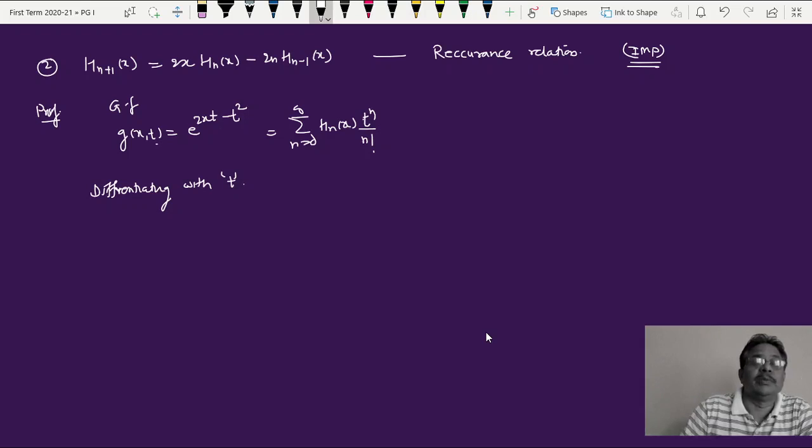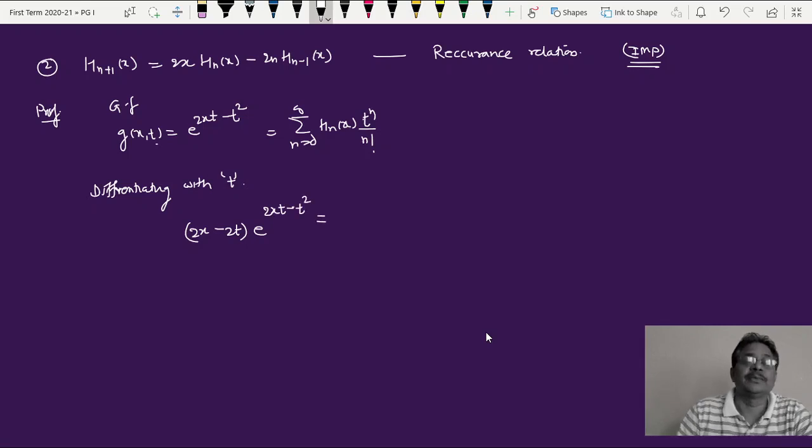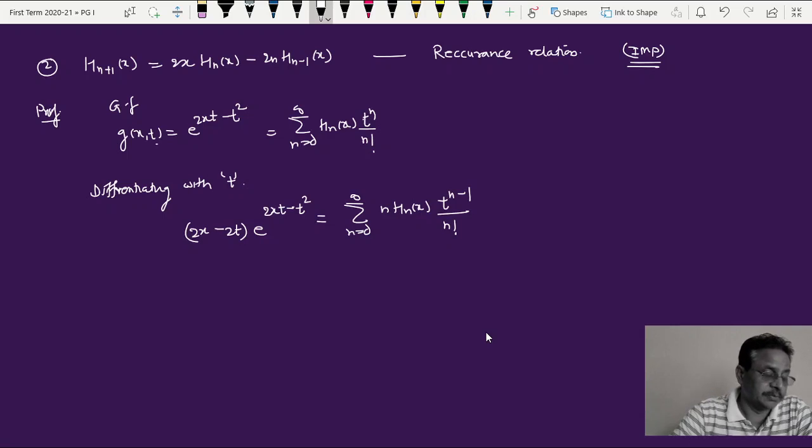So let's see, the differential of twice xt with respect to t is twice x, the differential of t square is minus twice t, and since this is the expansion term, it will remain as it is, e raised to twice xt minus t square on the left hand side. And here the function of t gives summation over n equal to 0 to infinity of n times hn of x into t raised to n minus 1 upon n factorial. This is the differential with respect to t. Now you can replace this from equation 1, and this is 2. I can use equation 1 in equation 2 here.